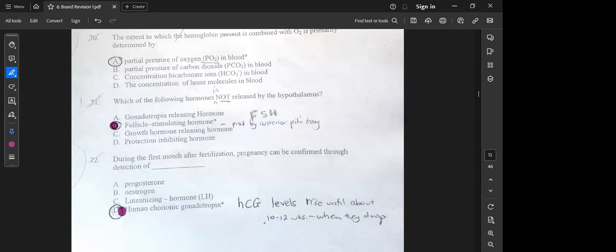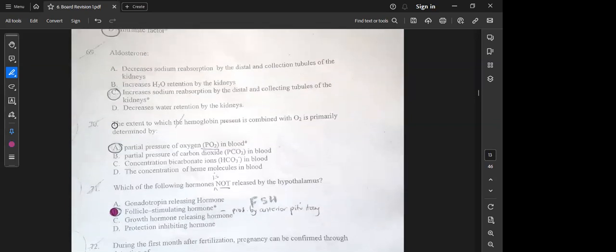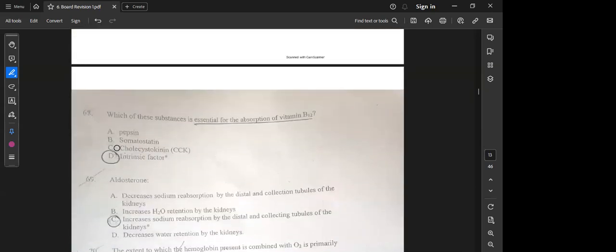Okay, now let's go to question 70. The extent to which hemoglobin present is combined with oxygen is primarily determined by partial pressure of oxygen in blood, partial pressure of CO2 in blood. That is definitely out. Concentration of bicarbonate ions in blood, it's out. Concentration of heme molecules in blood, it's out. So it's definitely E. And this is SpO2. We know the levels are usually 90 to 100, if I'm not wrong. It's supposed to be between 90 to 100% for it to be considered normal saturation of the hemoglobins with oxygen in blood. So our answer is definitely A. Anything else to discuss on that?